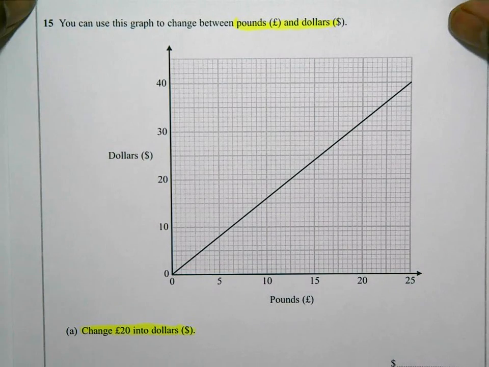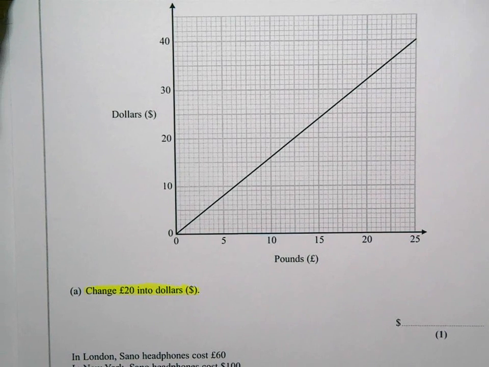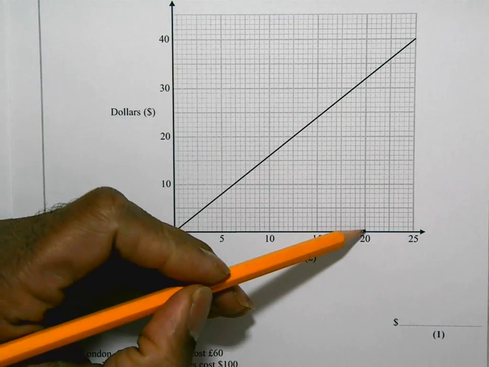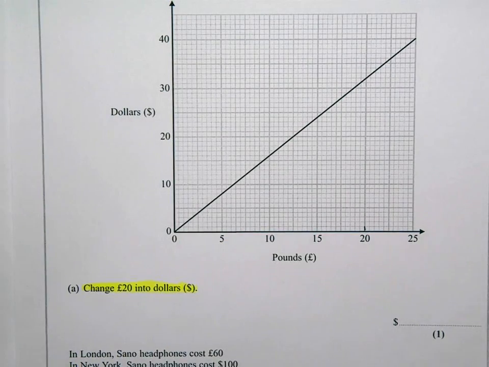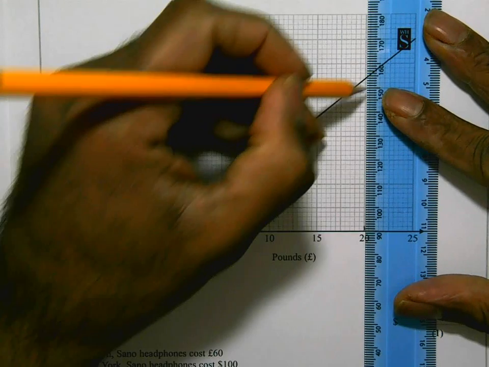I'm going to lift this up so we can actually see all of it, and that's just worth 1 mark, so it's not a lot, but that's almost an indication that it is pretty straightforward to do. So I need to change 20 pounds. 20 pounds is over here. Draw a line up to the graph, and you do need to put this onto your graph.